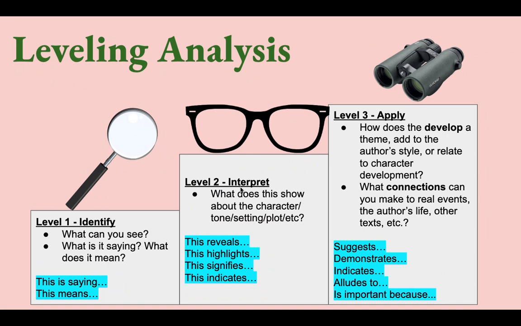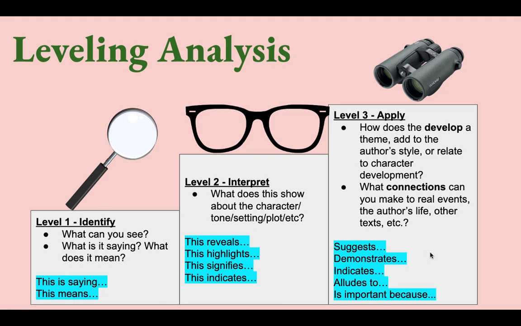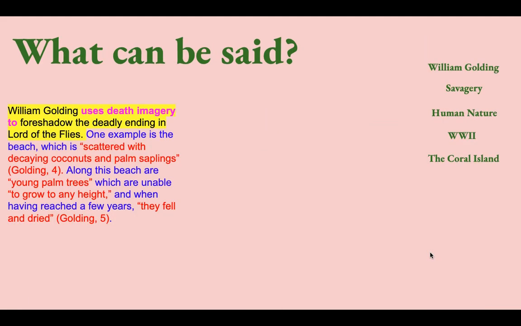And finally, level 3, apply. So how does the evidence you've got develop a theme, add to the author's style, or relate to character development? What connections can you make to real life events, the author's life, or other texts? Use words like "suggest," "demonstrates," "indicates," "alludes to," "is important because." So let's have a look at what these levels look like in action. Let's go back to our evidence from the last video.